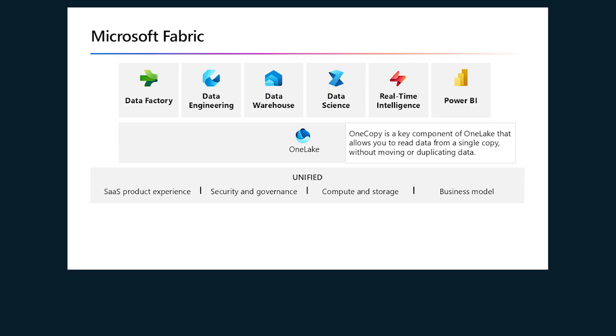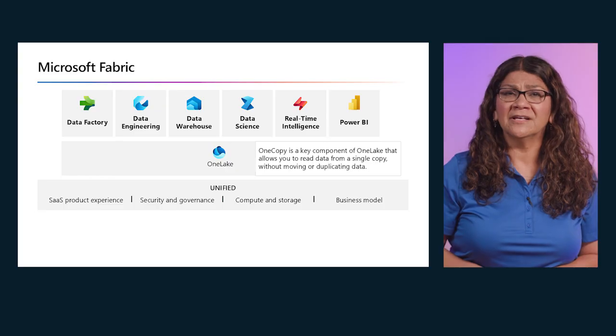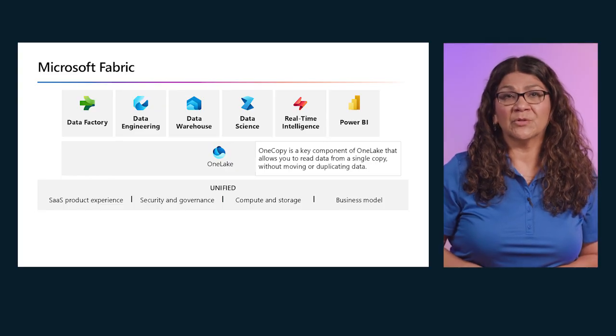OneLake is a single unified tenant-wide SaaS storage system to store any type of file, which makes it perfect to hold structured, unstructured, and semi-structured data that is very common with today's diverse data that may or may not be in a table format and more likely to be in a comma delimited, image, streaming, or social media format. Please note that all of the services in Fabric automatically store data in OneLake in the Delta Parquet format without any extra configuration. So there's nothing to provision, nothing to set up, and nothing to manage with OneLake.